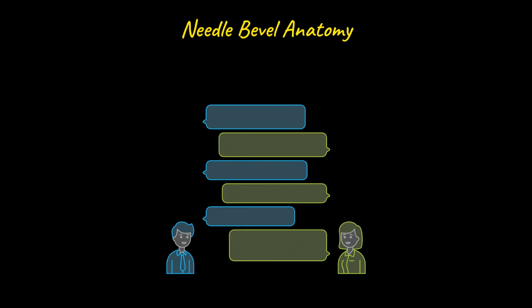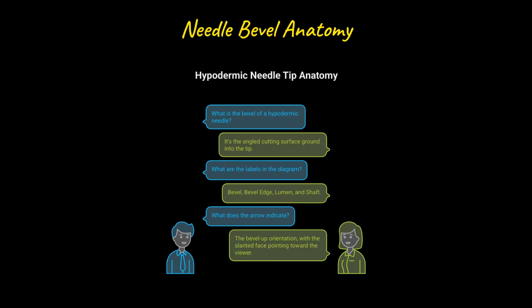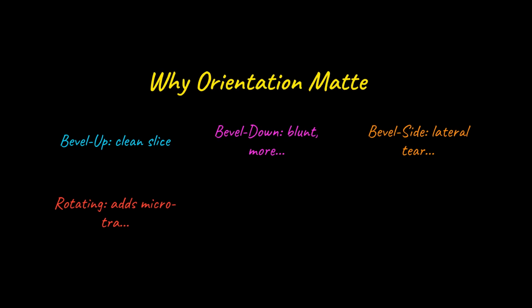It comes down to needle geometry, tissue mechanics, and deliberate setup. The bevel is the angled cutting surface ground into the needle tip. When oriented upward, it presents the sharpest edge to the skin first, slicing cleanly through tissue rather than pushing through it. Any orientation other than bevel up compromises the needle's design.